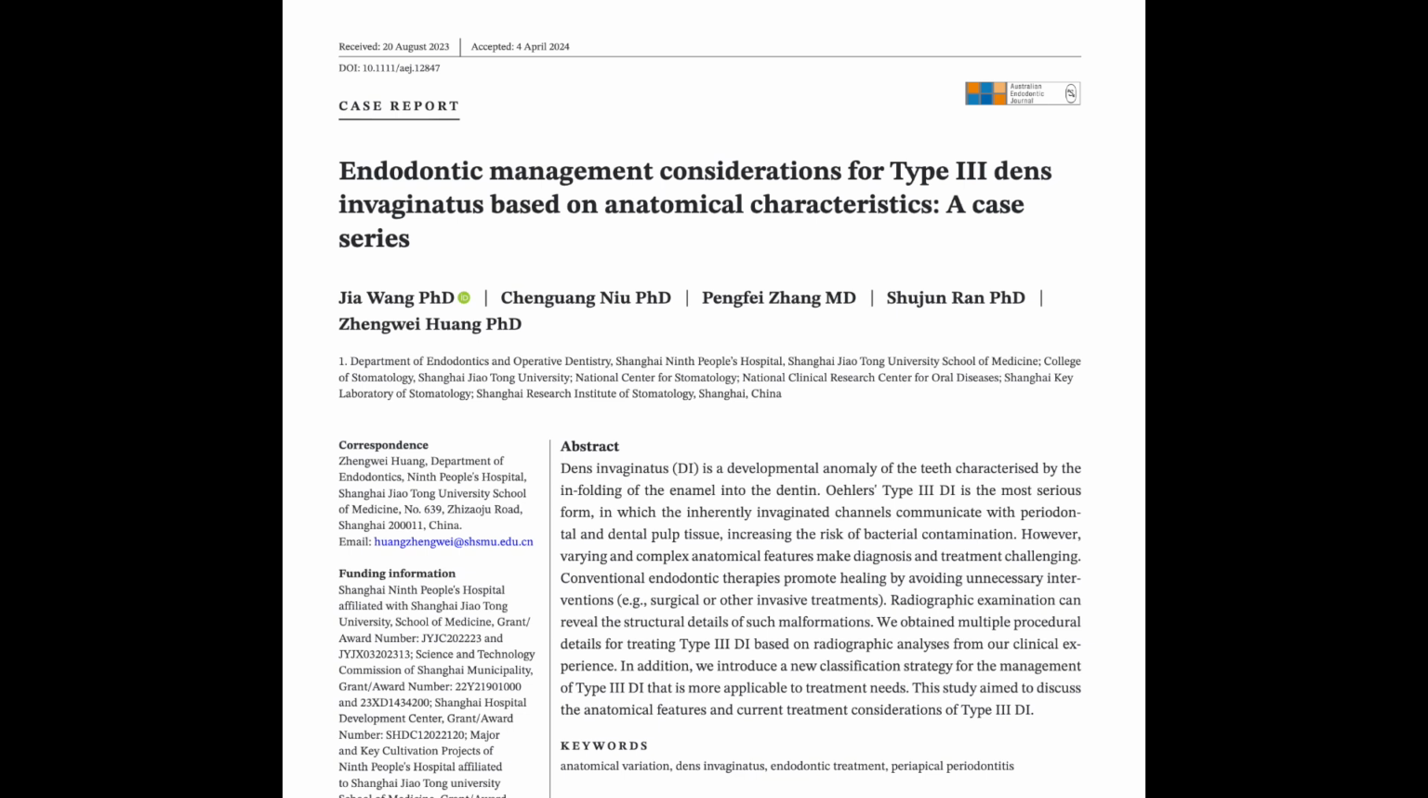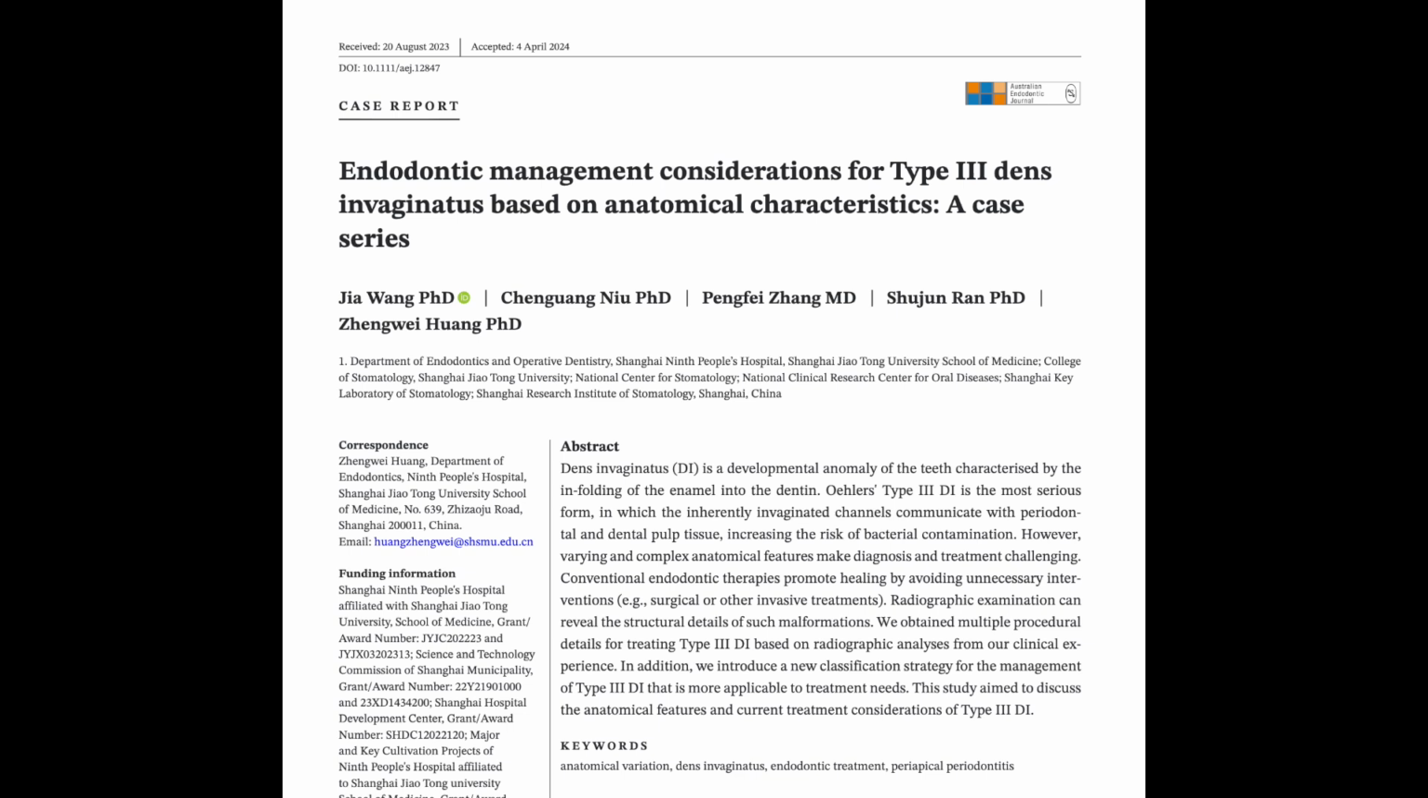Today's topic is about dens invaginatus. It is a developmental anomaly characterized by an unfolding of the enamel into the dentition, with a prevalence ranging from 0.04% to 10%. The complexity of dens invaginatus, particularly type 3, poses significant challenges for diagnosis and treatment due to its intricate anatomical features and the risk of bacterial contamination.